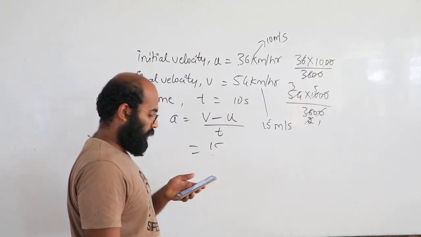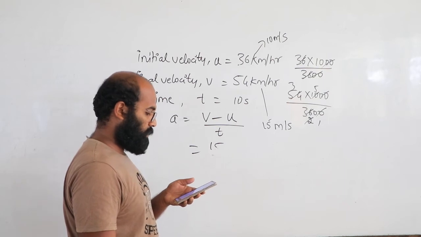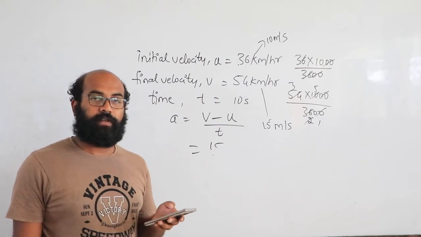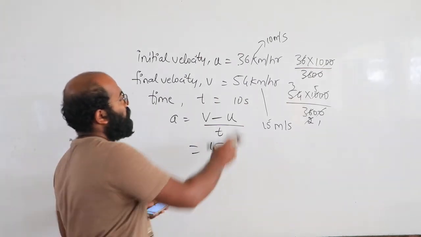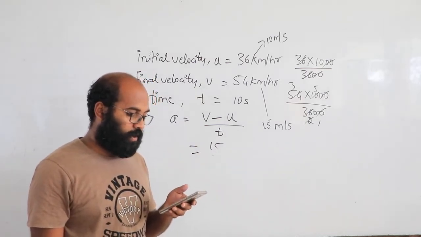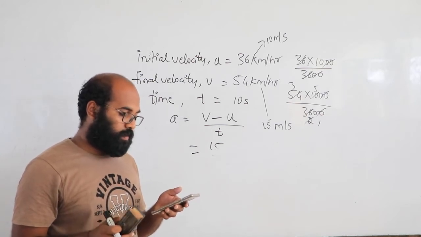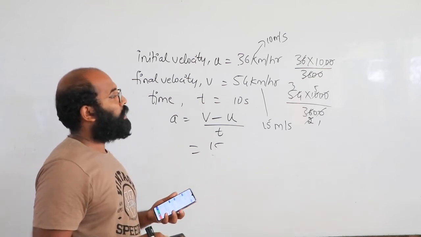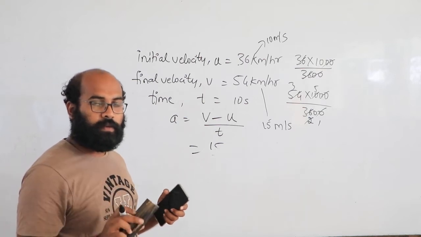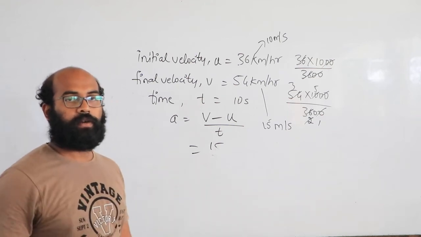Next, a truck traveling at 54 km per hour is slowed down to 36 km per hour in 10 seconds. Find the retardation. So here also it's the same. The only thing is they have changed these values. Here the truck is initially traveling at 54 km per hour. After applying the brake, the speed is decreasing. So it has decreased to 36 km per hour.